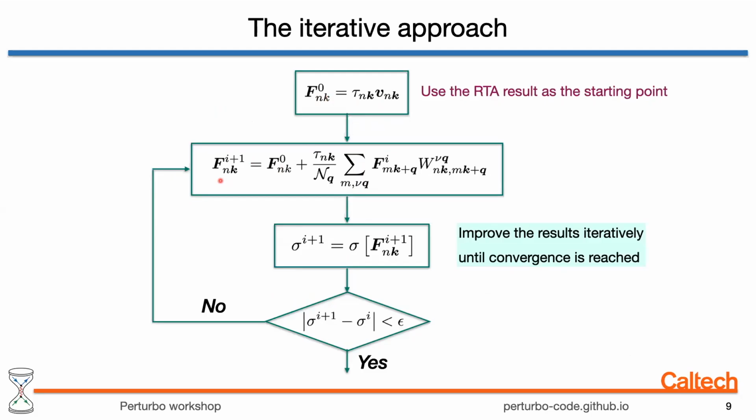We then plug this into the full expression for capital F. And with this new capital F, we then calculate the conductivity. We then check this against the previously calculated conductivity and see whether the difference is below a certain threshold. If it isn't, we go back and we repeat this process until we find that the value for the conductivity converges, in which case we finish our calculation and have obtained the accurate value for the conductivity.